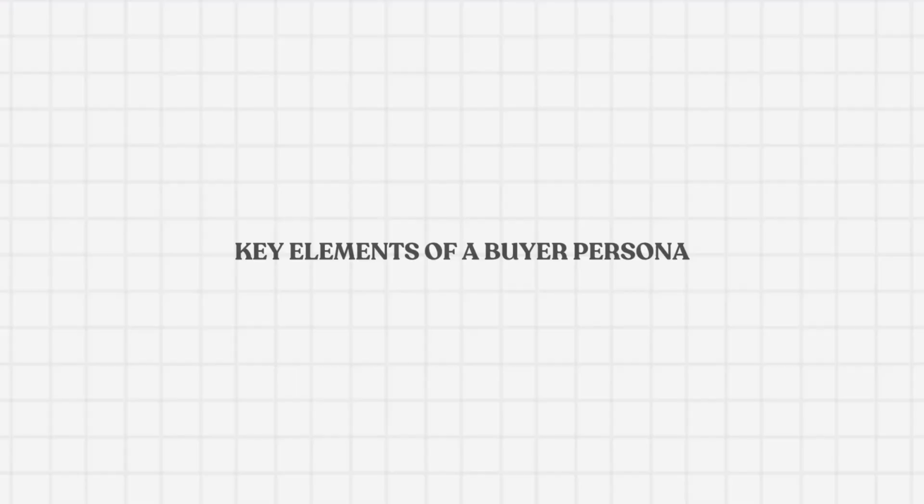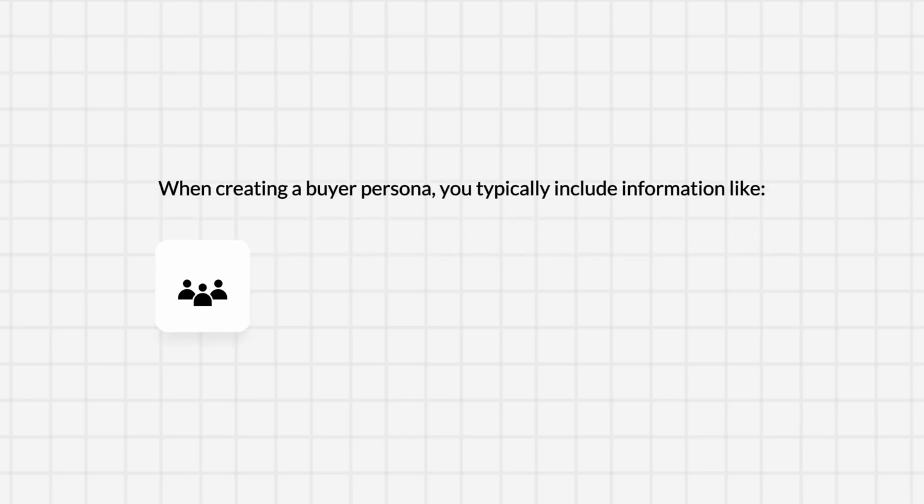Let's talk about the key elements of a buyer persona. When you're creating a buyer persona, you typically include information like the demographics. When I say demographics, I mean their age, their gender, their location, education level, and their job title. You also want to talk about their goals and pain points. What do they actually want to achieve, and what challenges are they facing? This will help you determine what type of content you're going to create for this target audience.